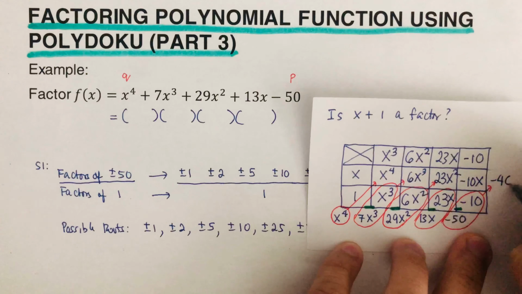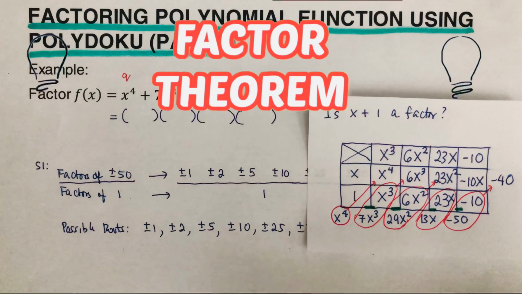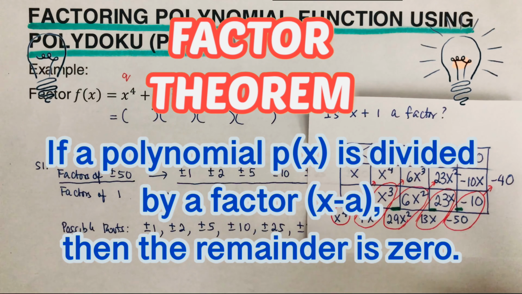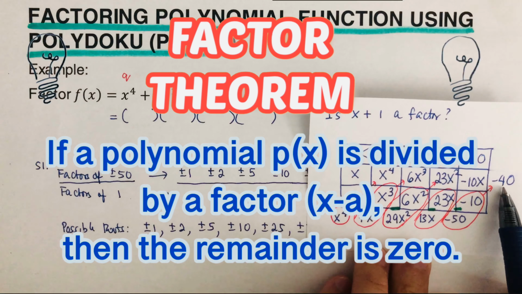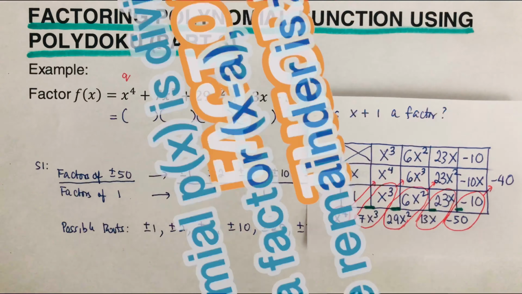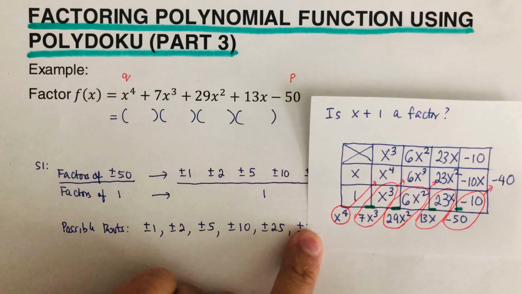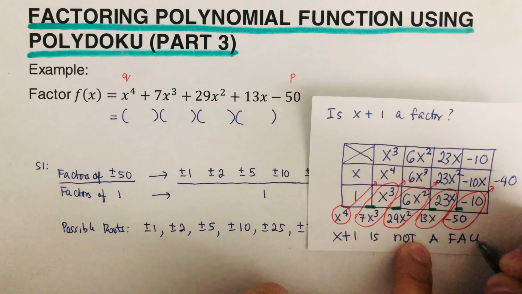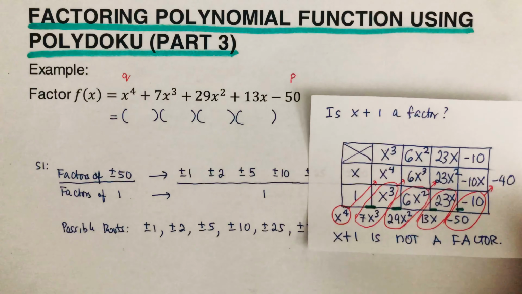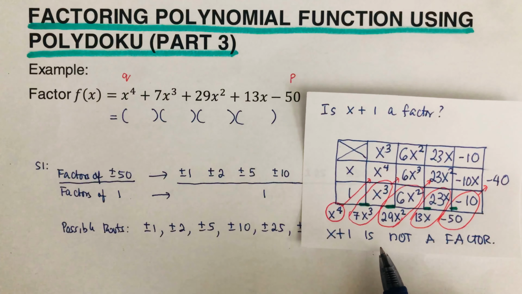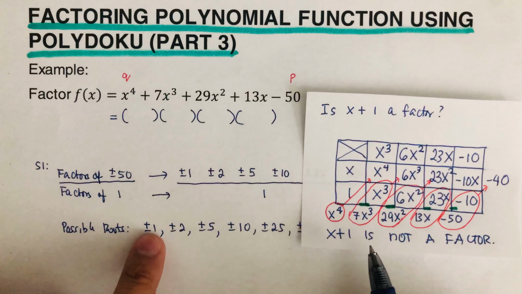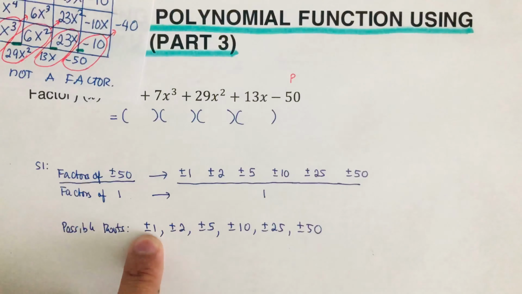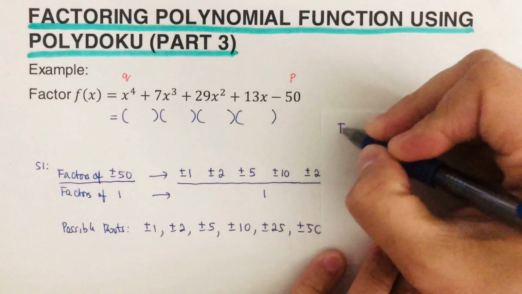It's negative 40. Based on the factor theorem, if f of x is divided by a factor x minus a, then the remainder is 0. Since the remainder is not 0 here, we can conclude that x plus 1 is not a factor. Okay, since x plus 1 is not a factor, then we go ahead and move on to the next one. So we are done with x plus 1, so we go ahead and say x minus 1. So I'm just gonna write that up here.